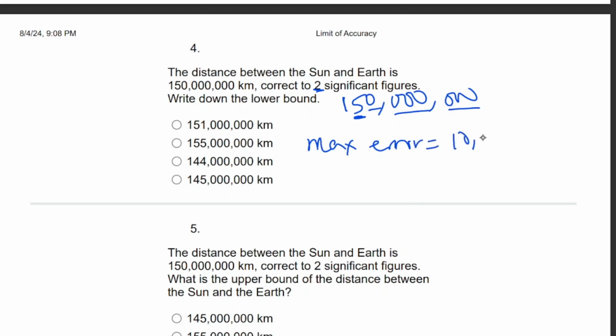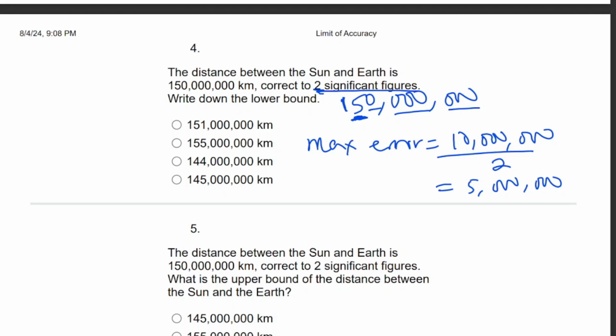To now get the maximum error, it will be 10 million divided by 2, which will give us 5 million. I repeat, because we are correcting to two significant figures, and two significant figures stop at the 5 here, what is the value of that 5? It is 50 million, that is tens of millions. So the unit is 10 million. We said the maximum error is half of the unit, and the unit here is 10 million, so half of it.